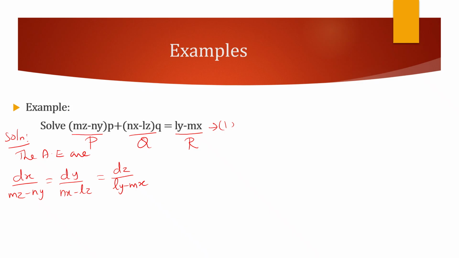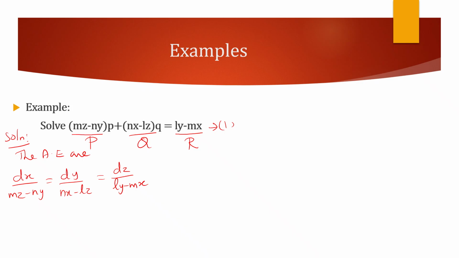So how am I going to choose my multipliers in order to make the denominator 0 here? In the first, L is missing, in the second M is missing, and in the third N is missing. So I can choose my multipliers as L for the first term, M for the second, and N for the third term. I'm going to multiply both numerator and denominator by it, and then add all the three ratios.